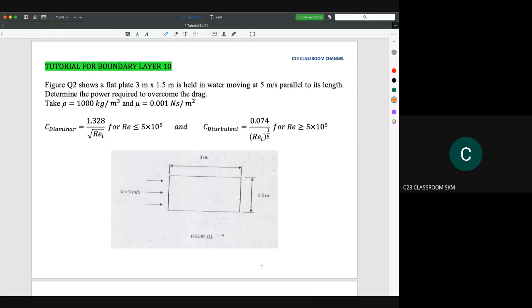So this is tutorial number 10. Figure Q.2 here shows a flat plate 3 times 1.5 meter held in water moving at 5 meter per second parallel to its length. Determine the power required to overcome the drag. Take the value of rho and mu as stated here. This question also gives you the value of CD laminar and also the CD turbulent.